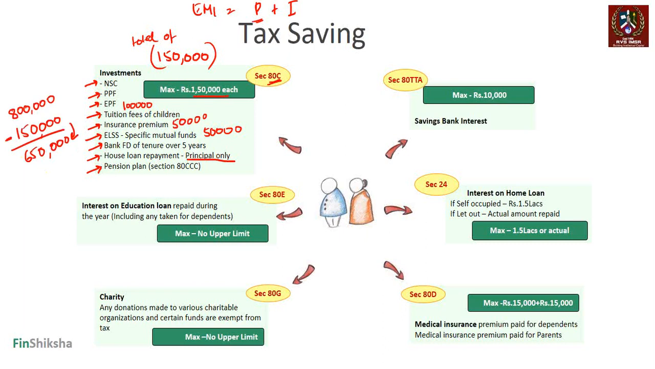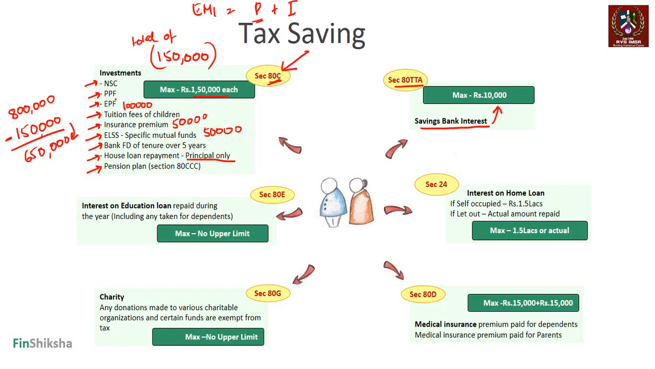There are other sections that are allowed. So for example, 80TTA says till the time the savings bank interest that comes to you is less than 10,000, you don't pay any tax on that. You can avail a benefit of that. We don't need to remember the names of the sections. 80C is important because this practically applies to everyone.